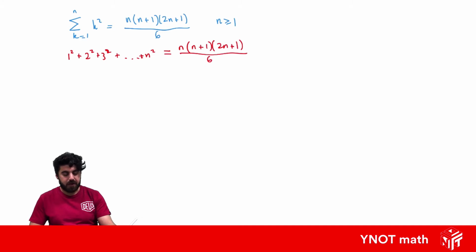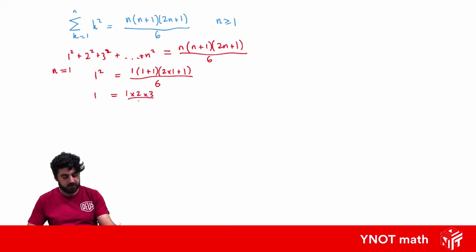Now, if we're going to prove it with mathematical induction, we need to show it's true for the base case, and the lowest value of n we can take is 1. So we're going to prove that it's true for n equals 1. If we have n equals 1, we've only got one term on the left-hand side, so we've just got our 1 squared. And does it equal the right-hand side when n equals 1? So we have 1 outside of 1 plus 1, outside of 2 times 1 plus 1, all over 6. So we get 1 squared is 1. Then we get 1 times 2 times 3 over 6, which is just 6 over 6, which equals 1. So it's true when n equals 1.